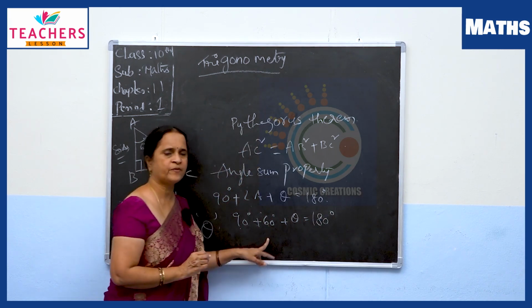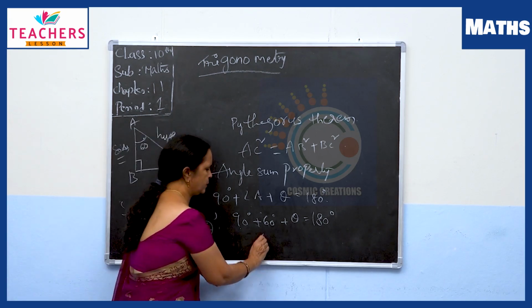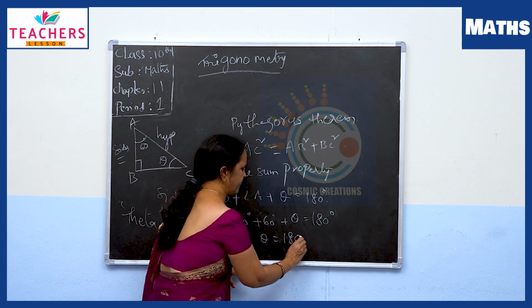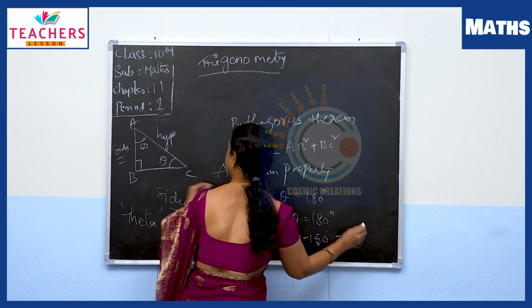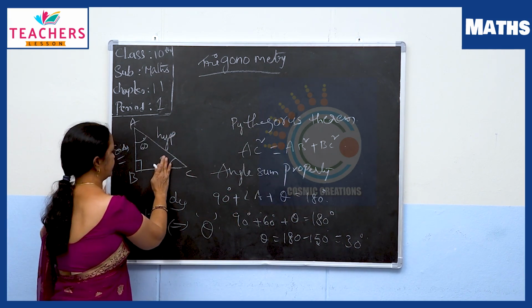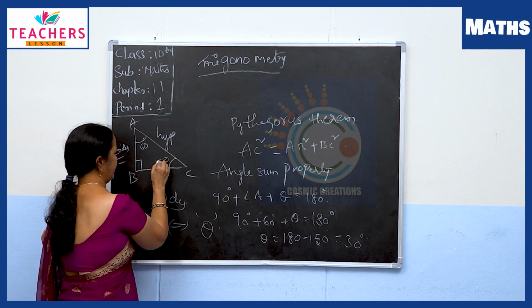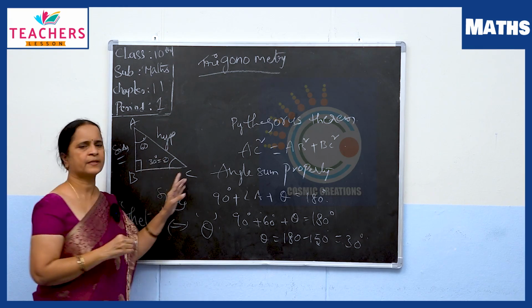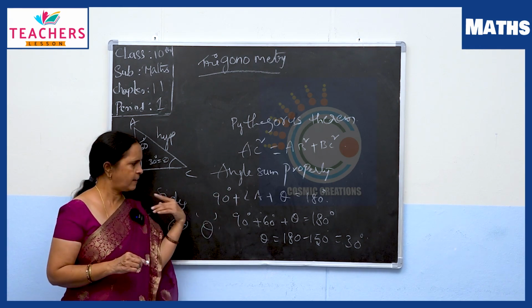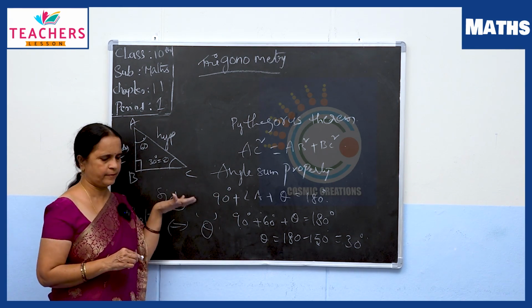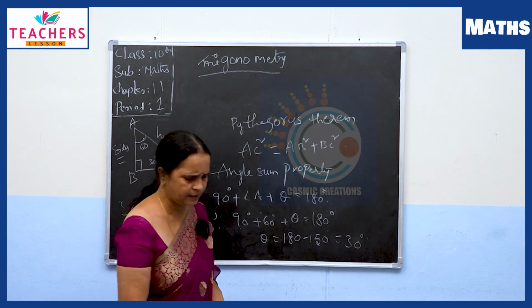How much could it be? 150. So theta is equal to 180 minus 150, which is 30 degrees. Theta is 30 degrees. This is the way to find angles if one of the angles is given.